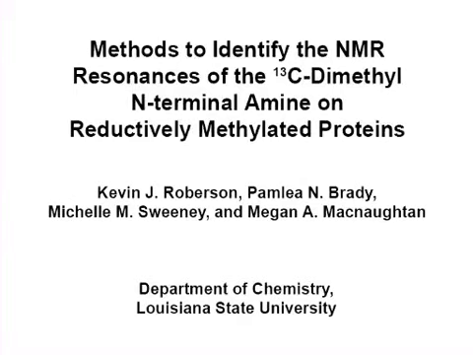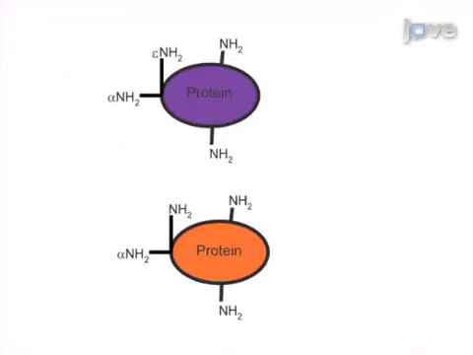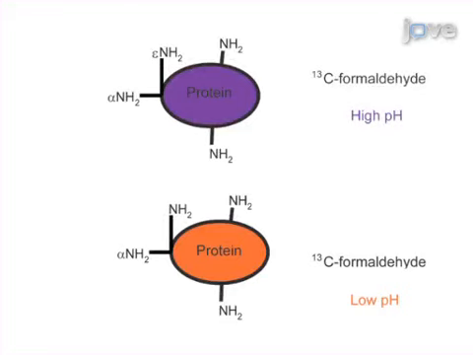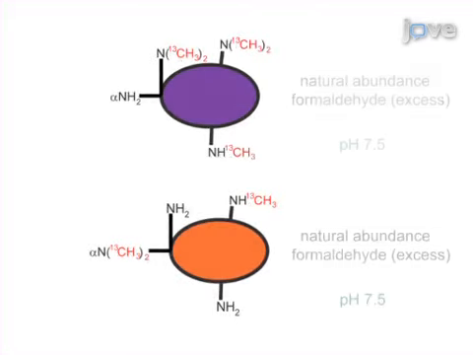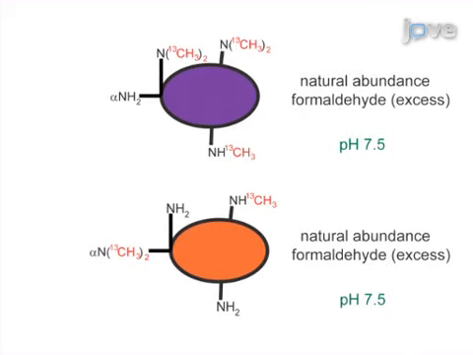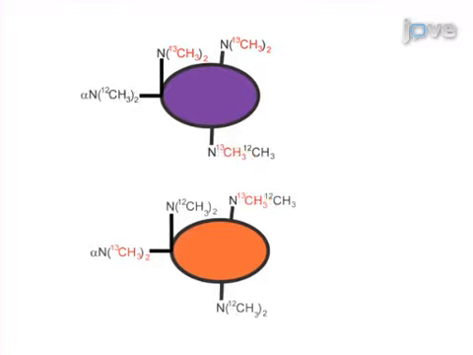The overall goal of this procedure is to assign the alpha and epsilon carbon-13 dimethylamine NMR resonance of the N-terminal lysine residue of lysozyme. This is accomplished by first reductively methylating lysozyme at low and high pH with a substoichiometric amount of carbon-13 formaldehyde. The second step is to reductively methylate the low and high pH samples with excess natural abundance formaldehyde to complete methylation.